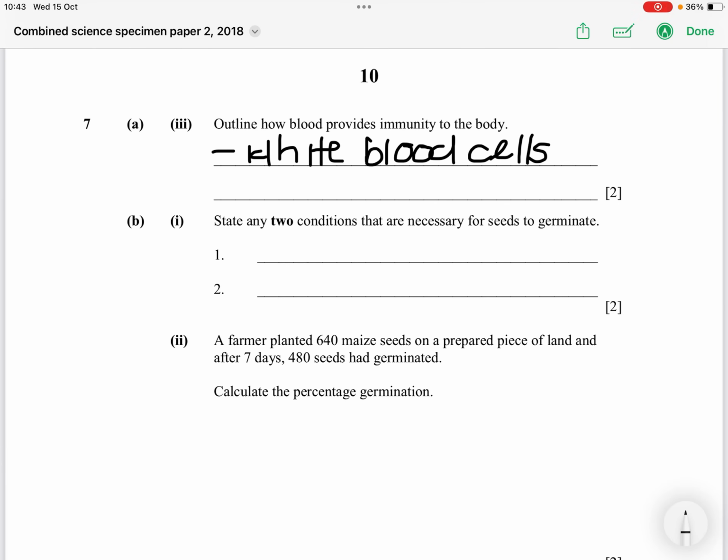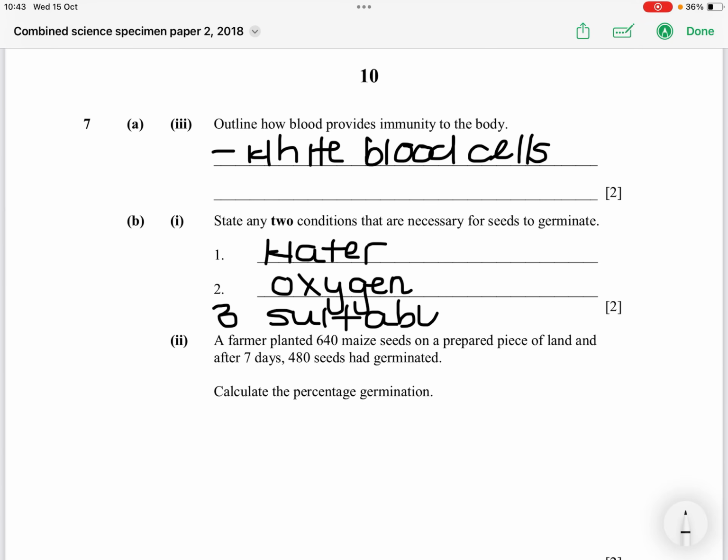And then on B part 1, state 2 conditions that are necessary for seeds to germinate. We need water, or you write moisture, right? We also need oxygen, and also we need a suitable temperature. So if you are asked the conditions necessary for seed germination, we have water or moisture, oxygen, and proper temperature.